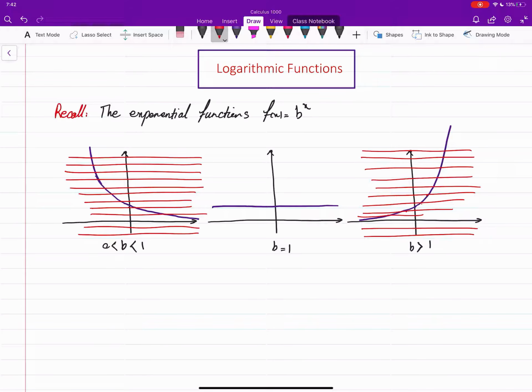Well, at b equal to 1, there's a big issue because you see, when I draw this horizontal line, since b equal to 1 gives us a constant function, it intersects the graph infinitely many times. So this is the only base for which the function b to the power x is not one-to-one. The other two, well, they are one-to-one.